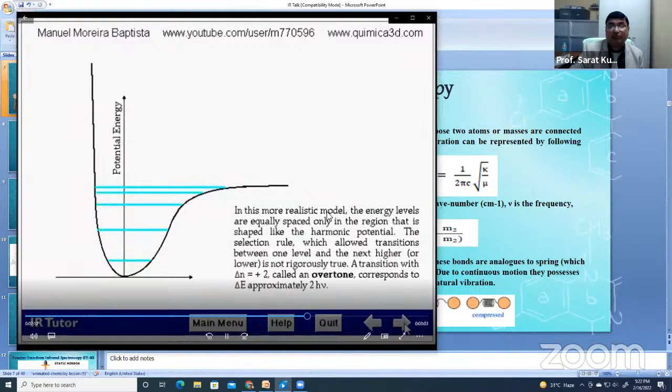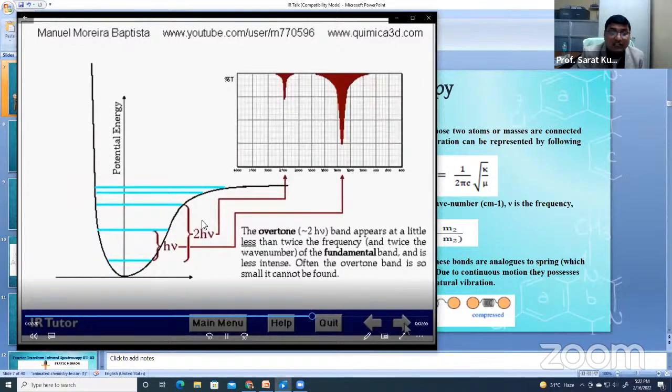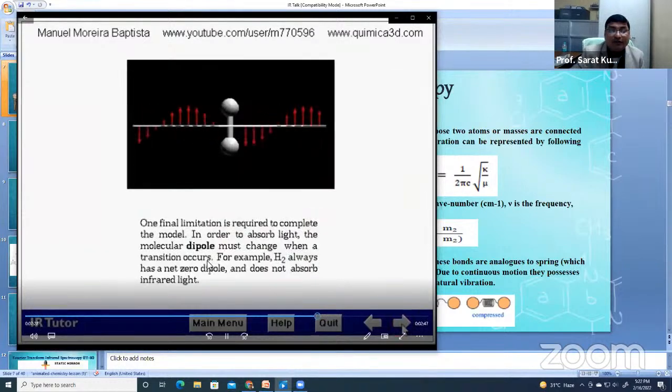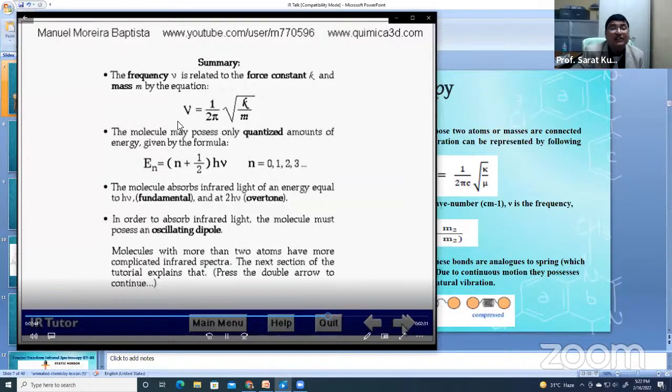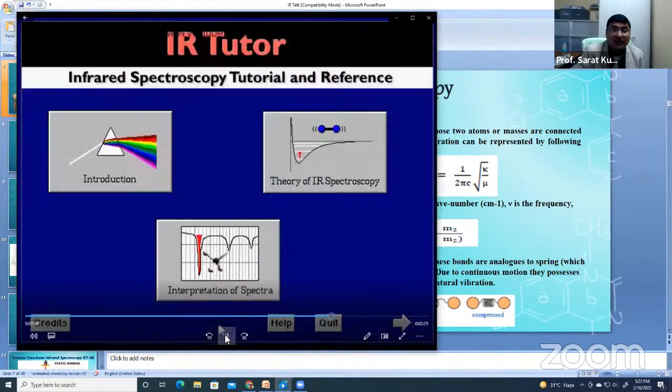In this molecular elastic model, I've done some software, that if you see the delta n, what is this? Transition delta n. This is delta n of 2, that is overtone, and this is the fundamental. The main limitation of bond vibration is that there must be a dipole change. For example, hydrochloric acid doesn't have a dipole change. That is the summary of how it is.